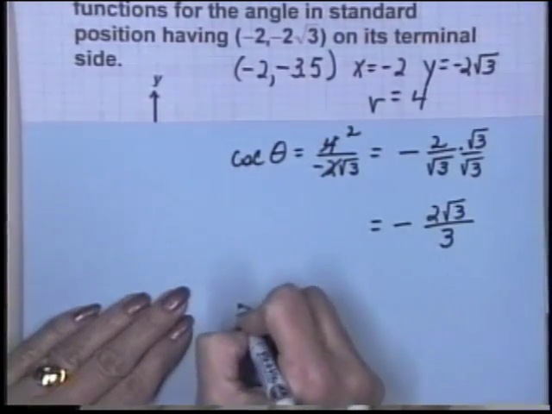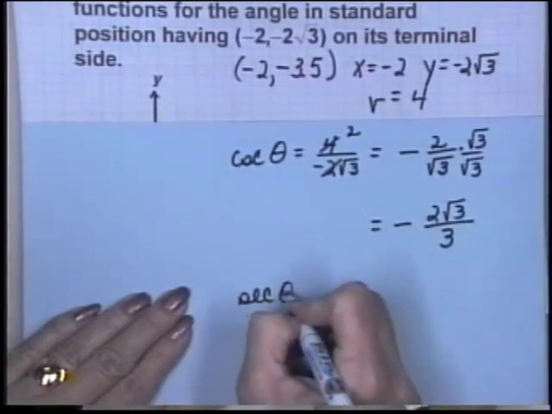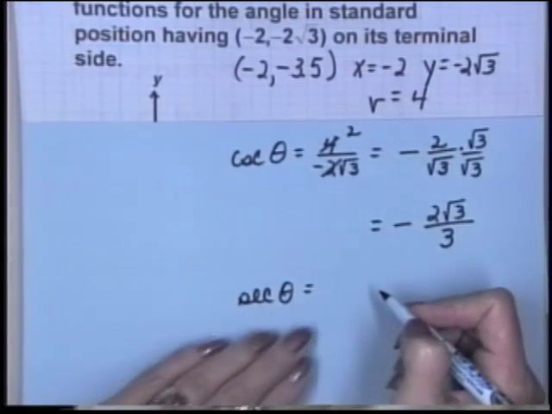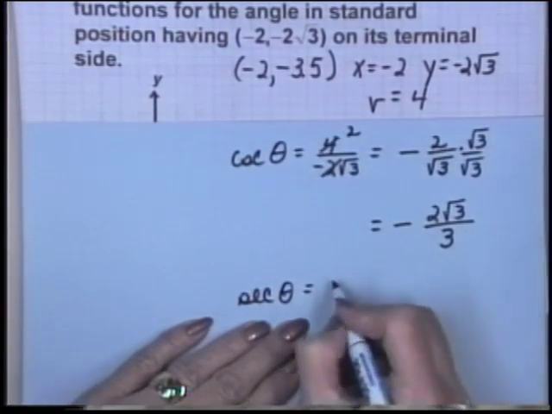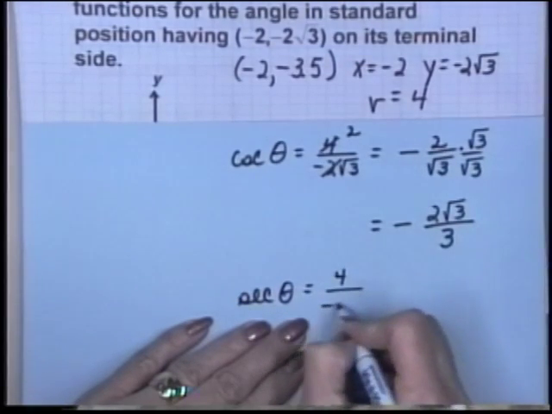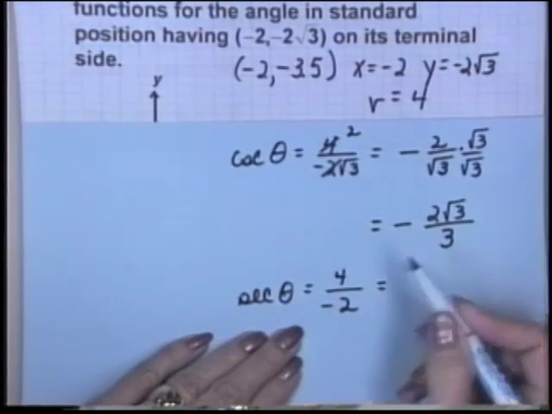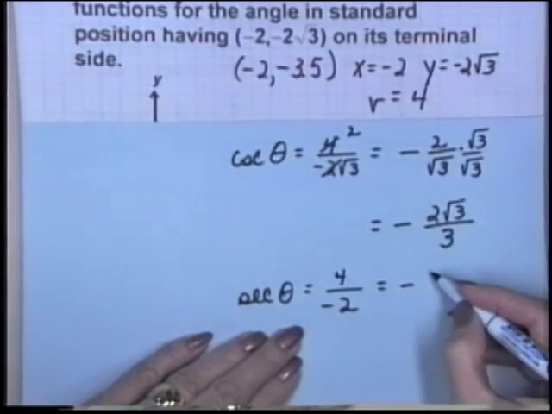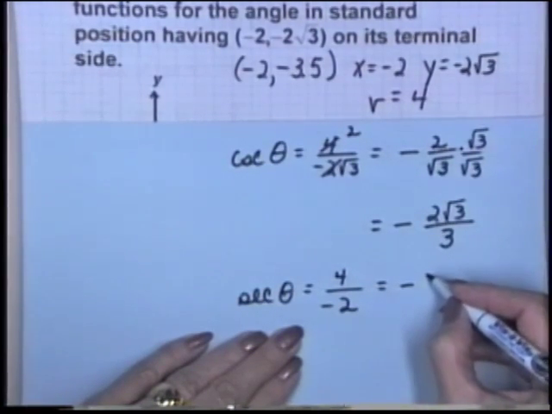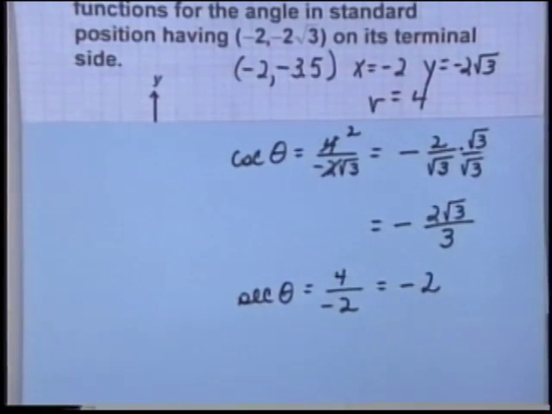And I think we need to figure our secant of theta, don't we? And so our secant is r over x. That would be 4 divided by negative 2. Positive divided by a negative is negative, and 4 divided by 2 is 2.